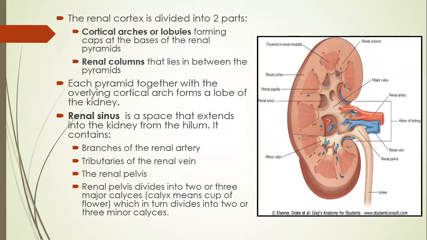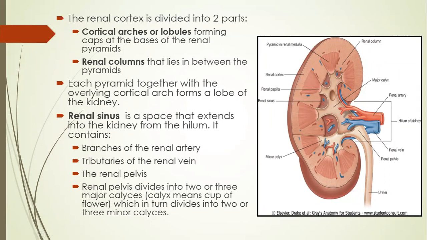Now the renal cortex is divided into two parts. The cortical arches or lobules form the caps at the base of the renal pyramid. This is the apex of the renal pyramid, the renal papillae, and here is the base. Toward the base, this cortex is called the cortical arches or lobules. And in between, these are called renal columns. So these are the cortical arches or lobules, and these are the renal columns that lie between the pyramids.